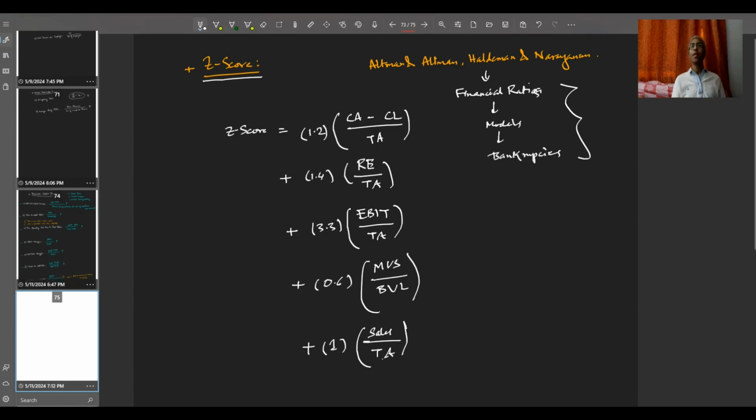Now Z-score includes a few ratios which goes like this. Z-score equals 1.2 into the ratio of current assets minus current liabilities by total assets, plus 1.4 multiplied by the ratio of retained earnings by total assets, plus 3.3 into EBIT by total assets, plus 0.6 into market value of stocks divided by book value of liabilities, plus 1 into sales divided by total assets. This was the Altman Z-score, and he proved up to 95% accuracy that a Z-score less than 1.81 implies bankruptcy. That is, a company might soon go into bankruptcy.